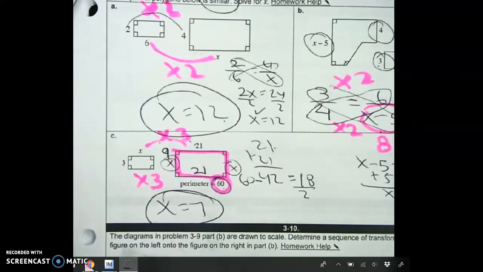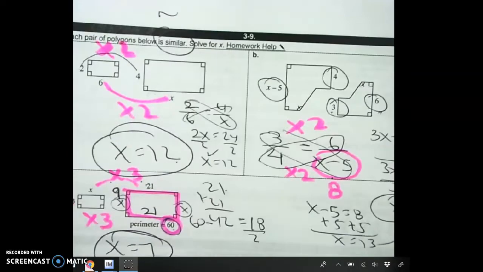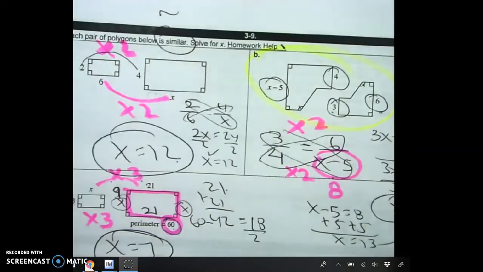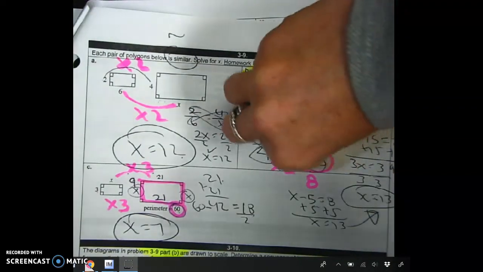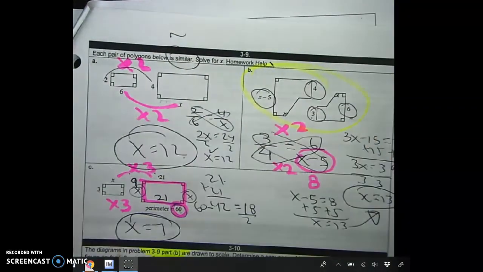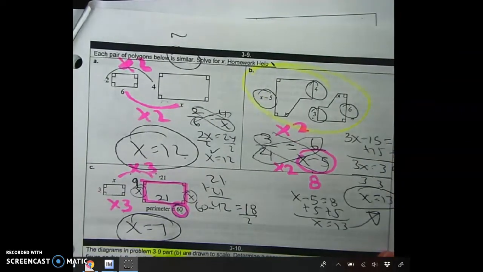Okay. The diagram in 3.9 part B. What they're asking us to do is look at part B and state the transformation. It looks like it turned. Turned means rotation, and it turned to the right. If it turned to the right, it's clockwise.